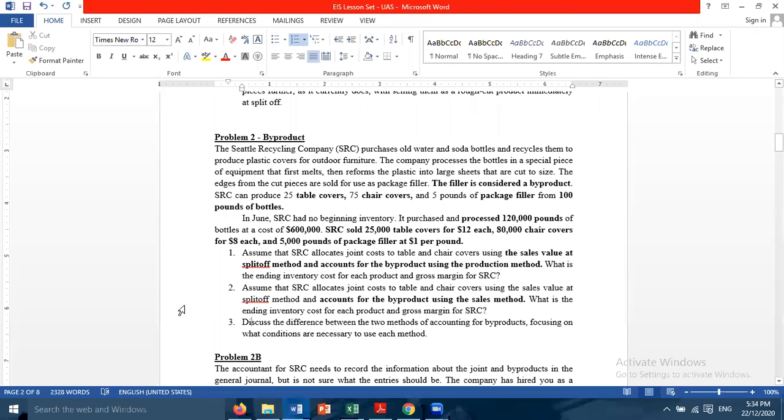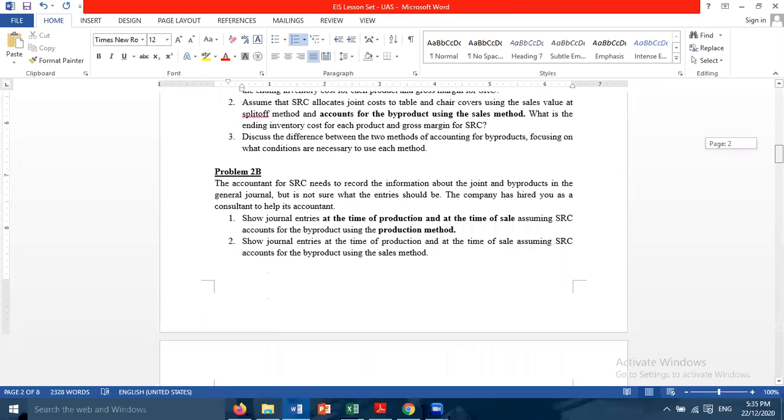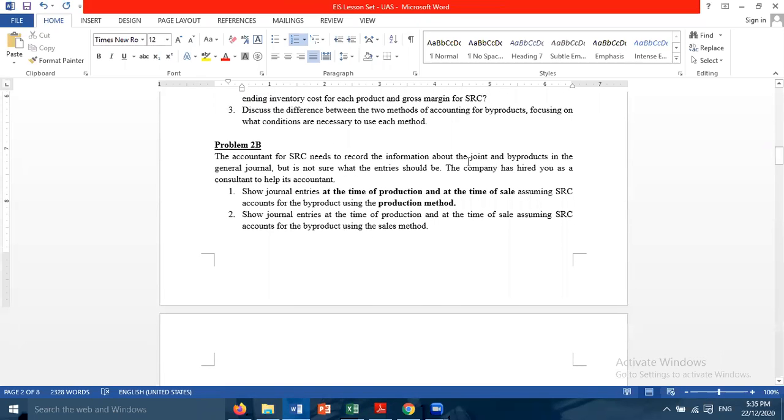Now let's go to the next one, problem 2b. Here, the accountant for SRC needs to record the information about the joint and byproducts in the general journal, but is not sure what the entry should be. The company has hired you as a consultant to help its accountant. Okay, first one, show the journal entry at the time of production and at the time of sale. So we need to account for both, assuming that we account for the byproduct using the production method.